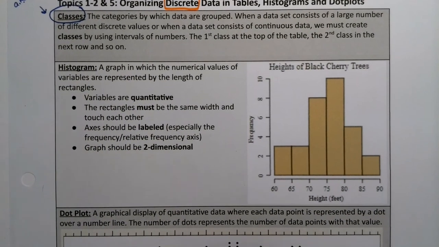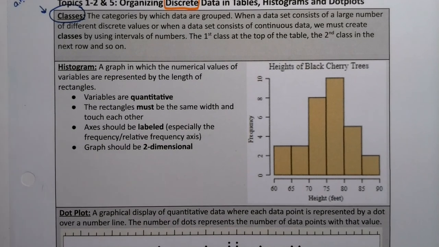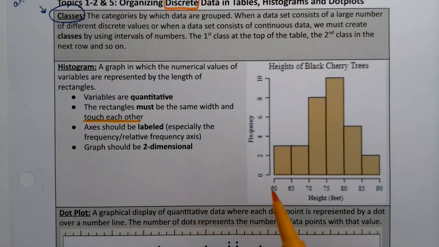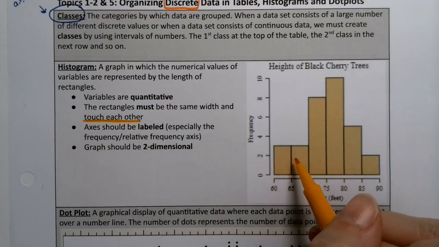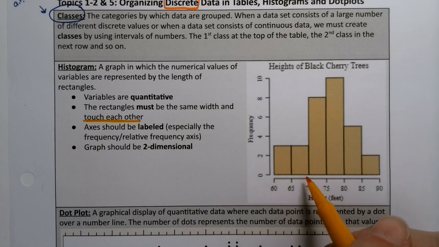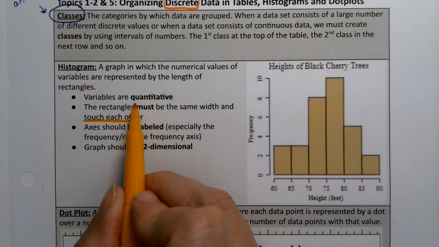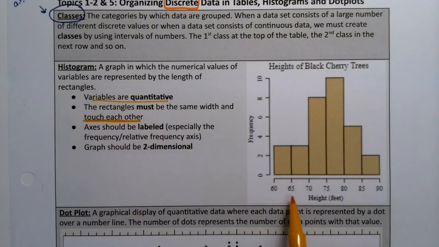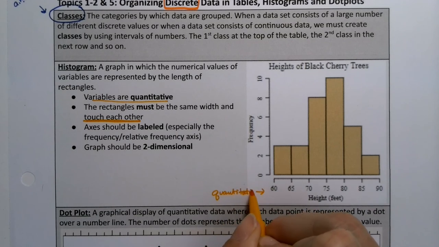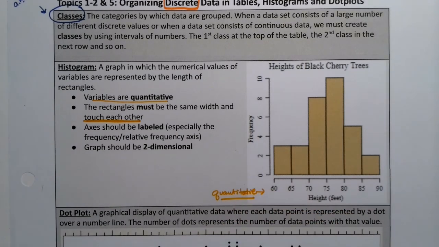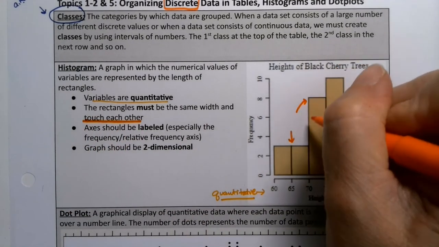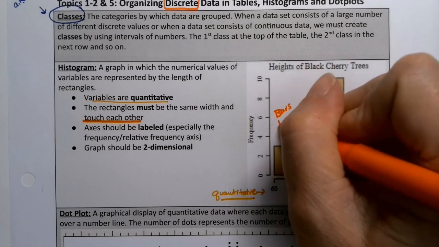However, the bars actually touch, right? As opposed to in a bar chart, where they did not touch each other. But here the bars do touch each other, and that's because there's no gap. You assume this is 60 all the way up to 65, and then 65 all the way up to 70, and so on. The variables down here are quantitative. And you can see that the bars touch each other. Right? The bars touch. There's no gap.